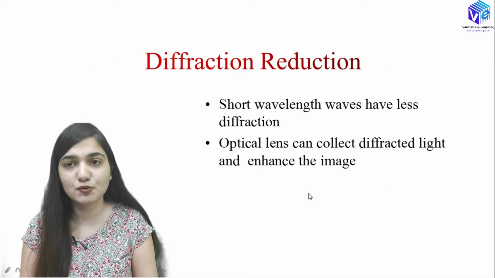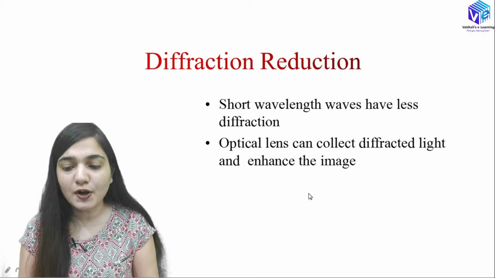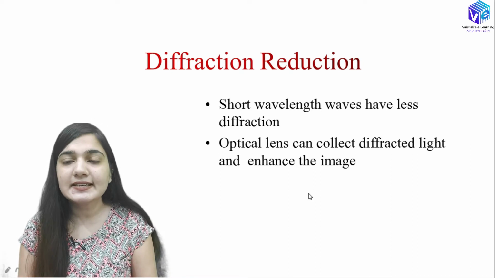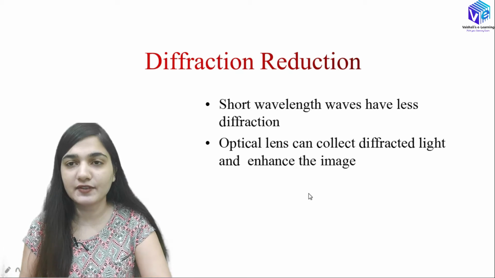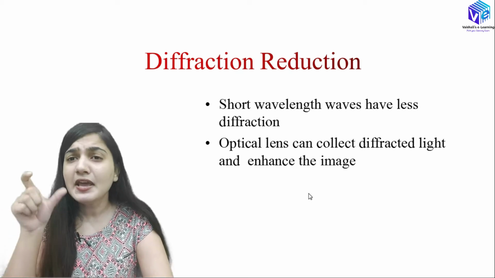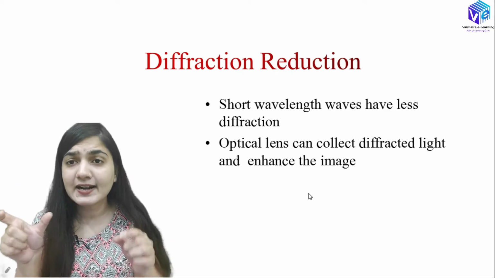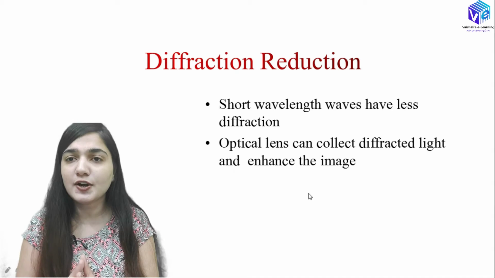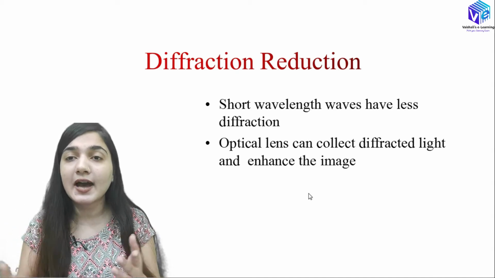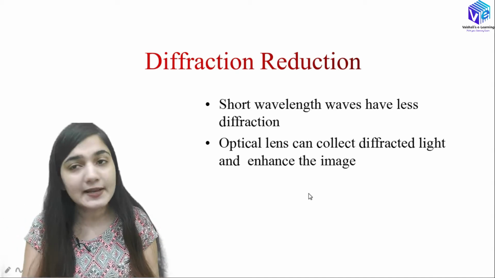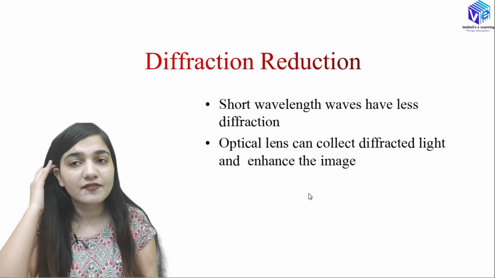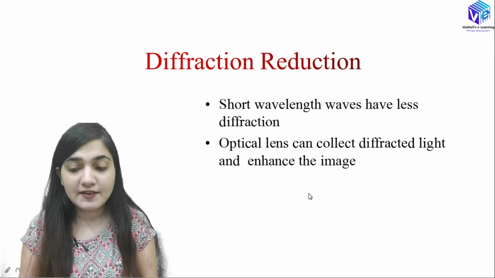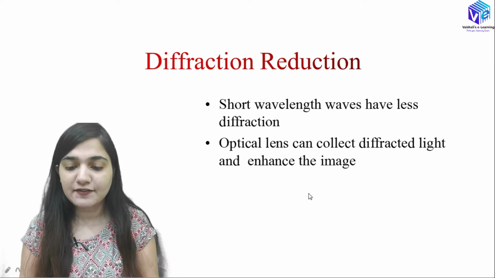So how can we reduce the diffraction? Short wavelength waves have lesser diffraction. This is the reason we are moving towards shorter wavelengths. If we have a higher wavelength, even slits of larger length will give me the diffraction phenomenon. If I have shorter and shorter wavelengths, slits having a larger opening will not exhibit the diffraction phenomenon. So I want short wavelength waves, which show lesser diffraction.